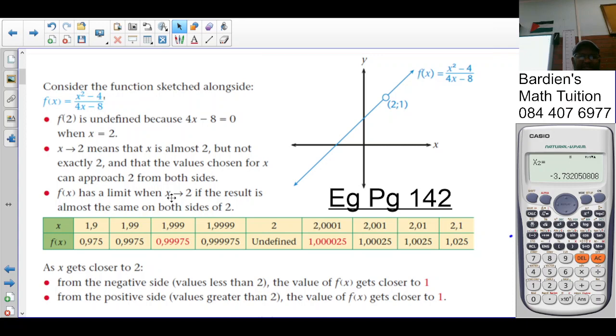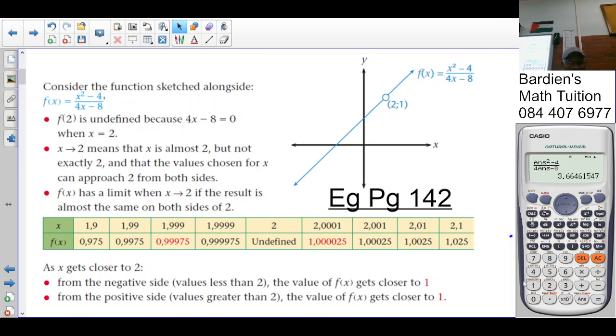f of x has a limit when x approaches 2 if the result is almost the same on both sides of 2. Alright, so you see here, what they did was they drew up a table. You see 1.9, 1.99, 1.999, 1.9999. They worked out values here. Can you see that, people? For those of you who were a bit confused where that value is coming from, what they did was they said, okay, the function is answer squared minus 4 over 4 answer minus 8.